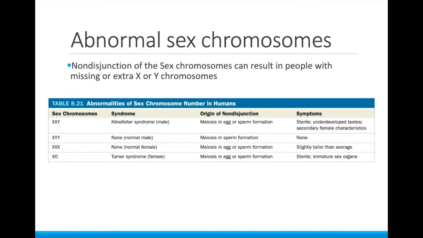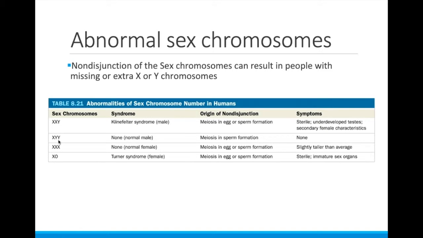We also tend to see non-disjunctions of the sex chromosomes that can result in people with an extra X or an extra Y or a missing X. So 2 that are common are called XXY, which is Klinefelter syndrome. This person would normally present physically as male because of a Y chromosome. They would be sterile, have underdeveloped testes, and sometimes have secondary female sex characteristics like curvy hips or breasts.